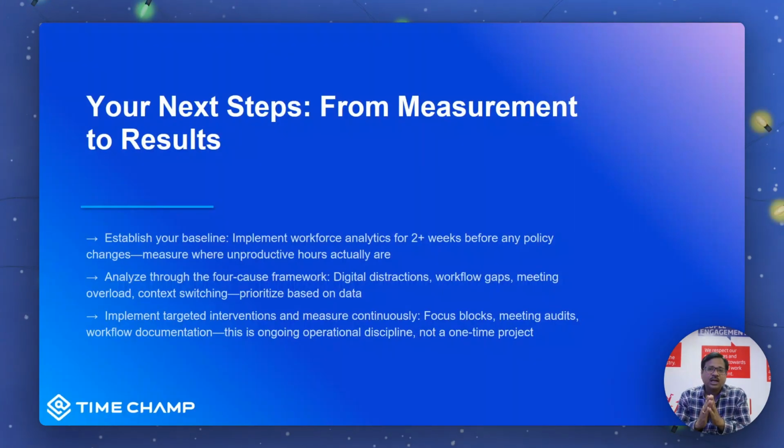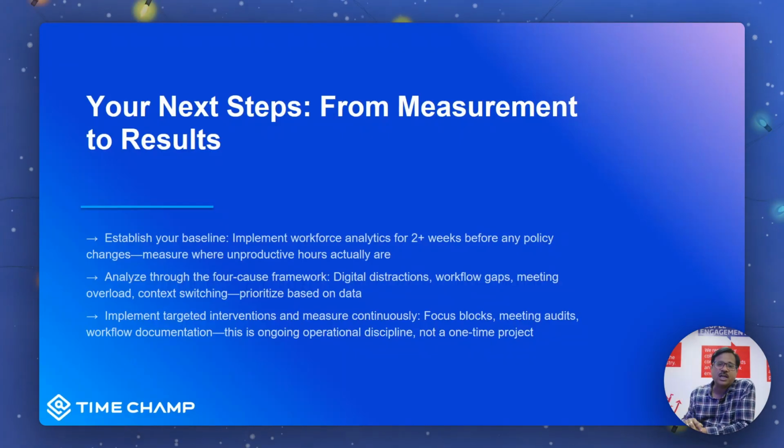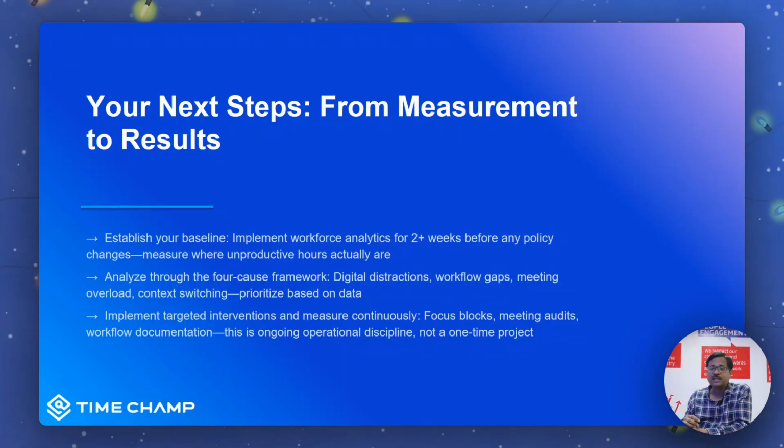So let's bring this all together. We have covered 4 measurable causes of unproductive hours: digital distraction eating 20 to 30% of the workday, workflow inefficiency hiding in tool sprawl and approval bottlenecks, meeting overload consuming 40% of knowledge workers' time, and context switching that reduces cognitive performance by up to 40%.